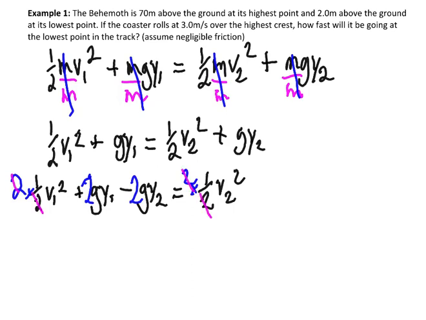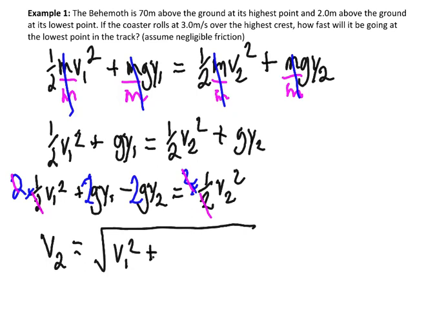That cancels out the half here as well, of course. And then we're going to want to square root both sides to get rid of the squared on my velocity here. So I'll get v2 is equal to the square root of v1 squared plus 2gy1 minus 2gy2, all square rooted.